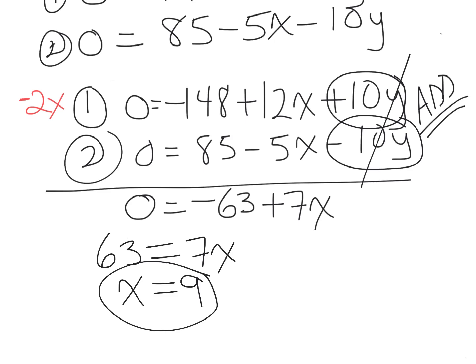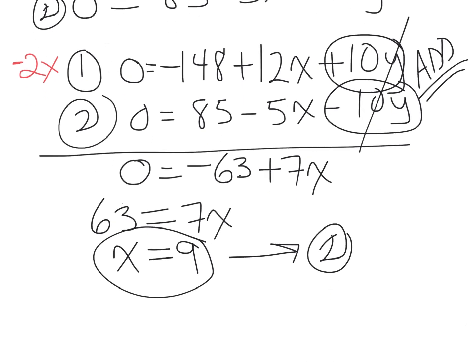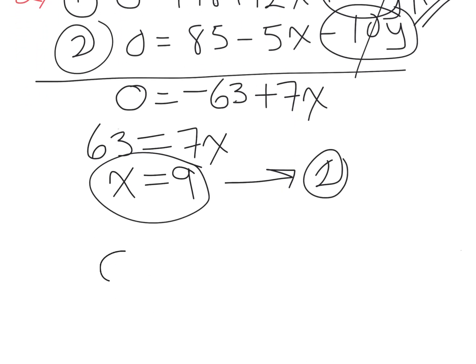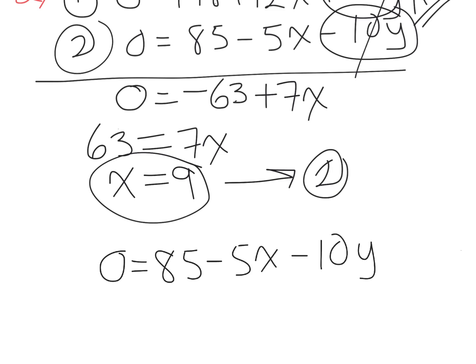Yeah? So how many solar heaters? I take this value of x is 9, substitute it into one of the partial derivatives. So maybe I'll substitute it into 2. I have 0 equals 85 minus 5x minus 10y. Substitute x is 9 there.